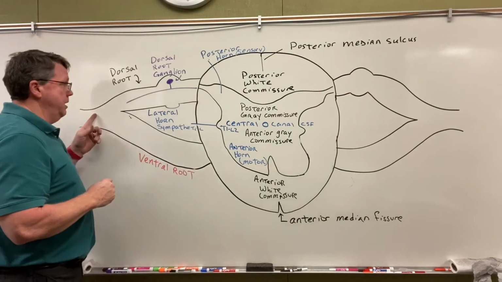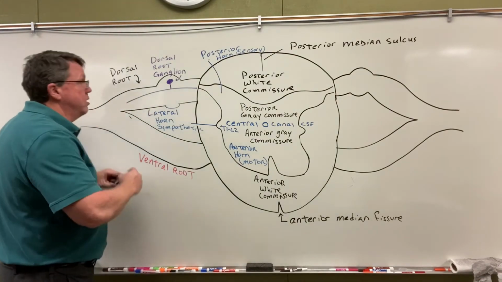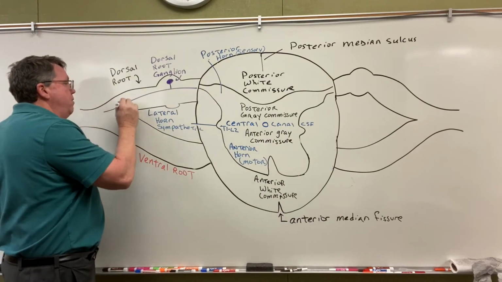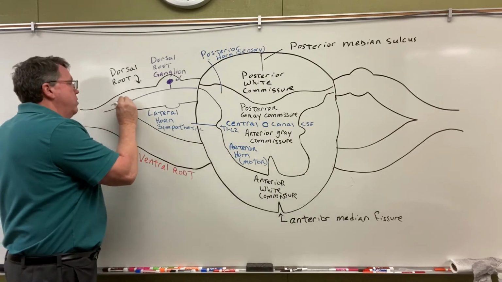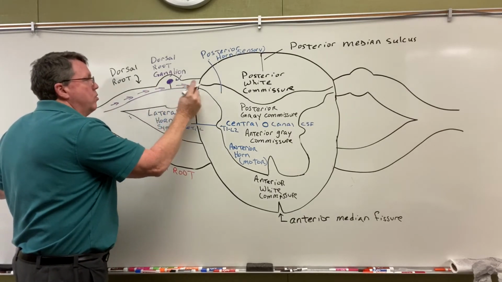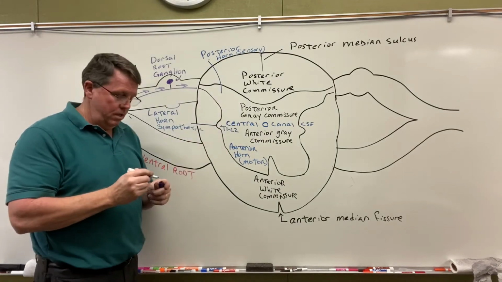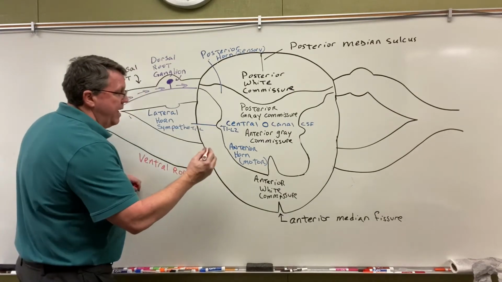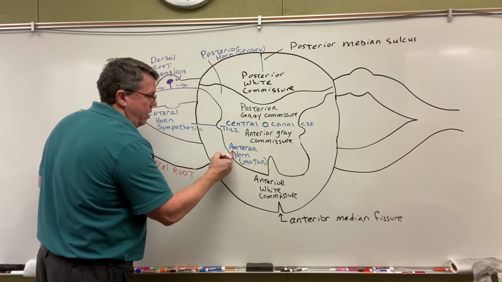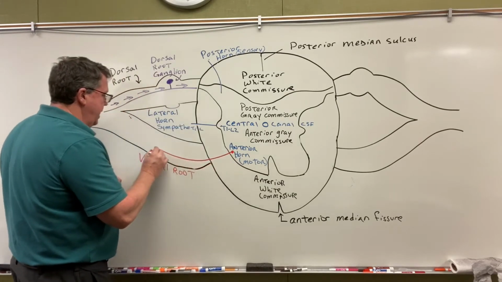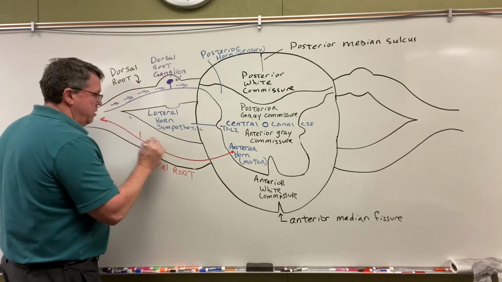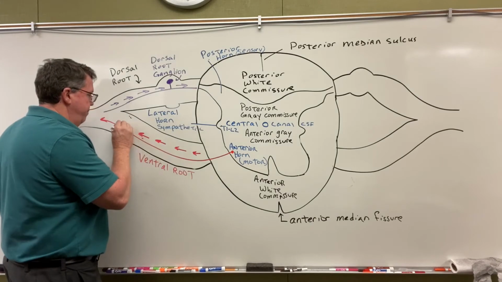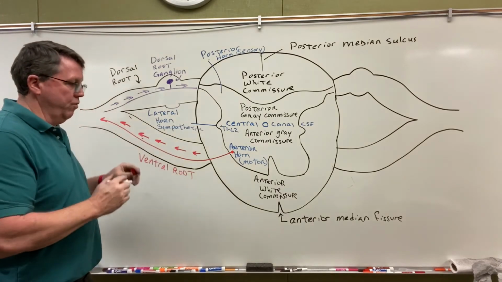When we get sensation, it's going to come in through the dorsal root. So let's say you feel something on your skin, it's going to come this way and go toward the spinal cord. Let's say you get a response, it goes to the brain, and the brain wants you to move a muscle. That's going to come down, it's going to synapse in the anterior horn, and then it's going to head out the ventral root. So this is going to go this way.